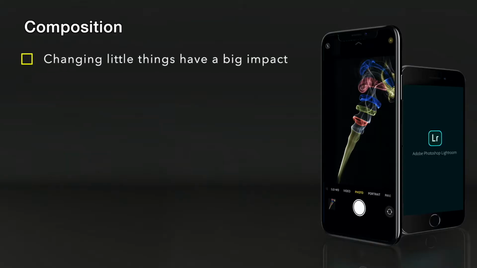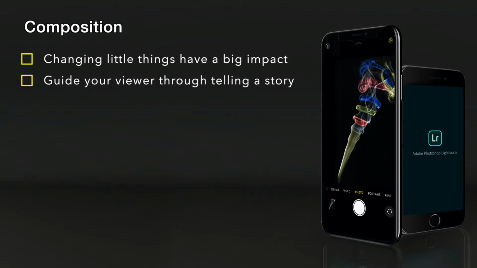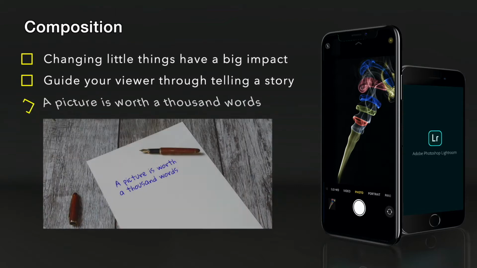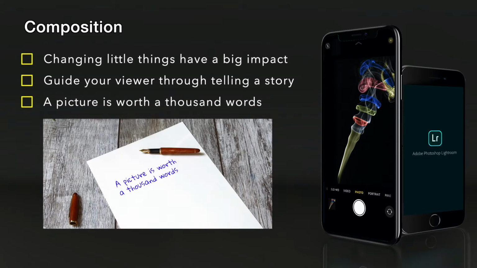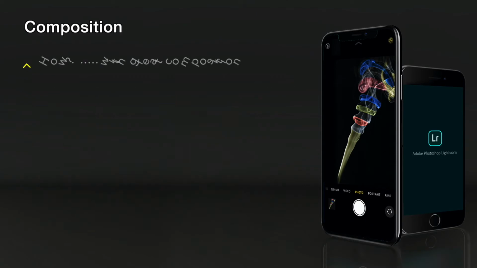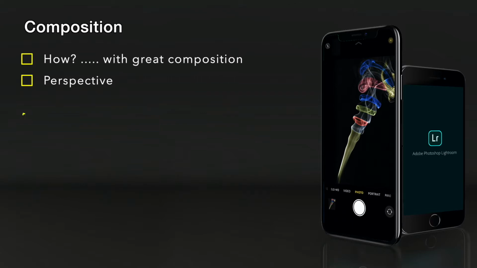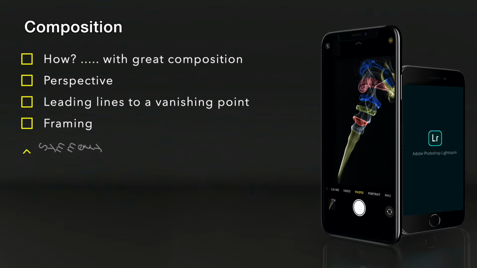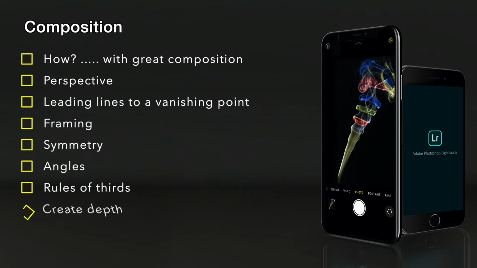Remember, changing little things have a big impact. You need to guide your viewer through the photo by telling a story. I'm sure you've heard of a phrase, a picture is worth 1,000 words. So create your photo and give it 1,000 words. How do we do this? With great composition. Here are the steps for great composition. Perspective, leading lines to a vanishing point. Framing, symmetry, angles, the rule of thirds, create depth.